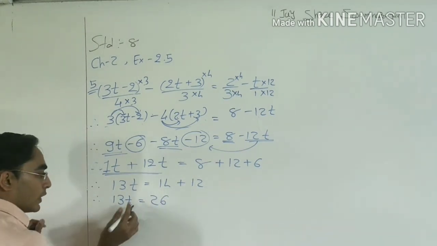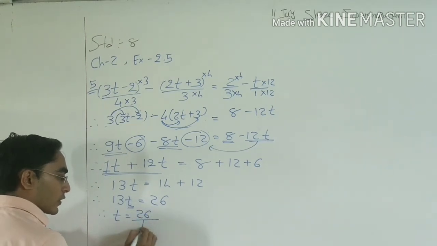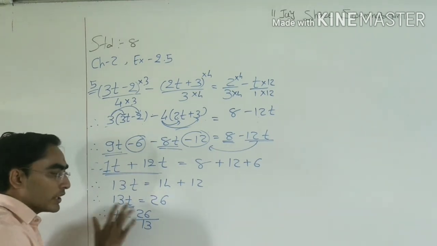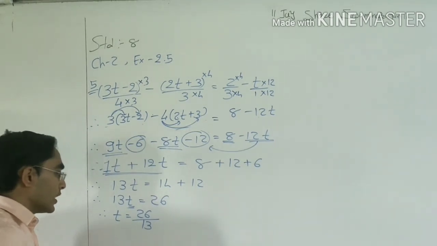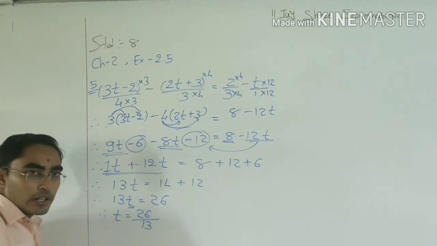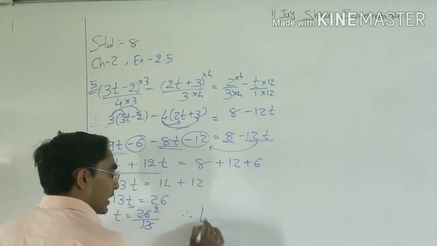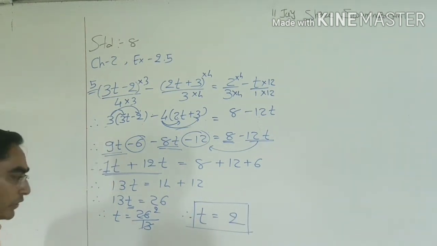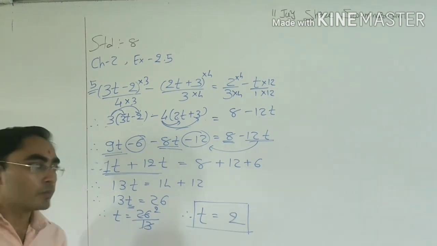So here 13t is equal to 14 plus 12, which is 26. Now if you want to find the value of t, then we need to transfer this 13 to the right hand side, and it goes to the denominator. Right, 13t means 13 is in multiplication with t. If we transfer it to the right hand side, it goes to the denominator. So 26 divided by 13 is 2. So t is equal to 2.